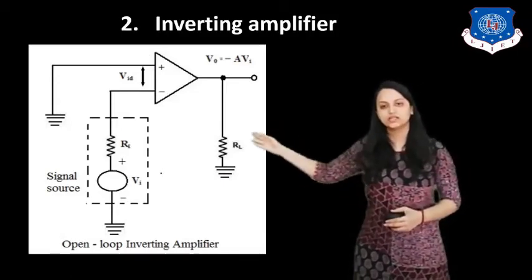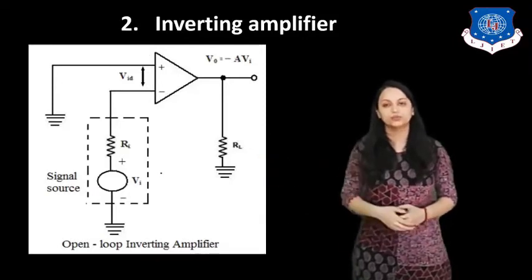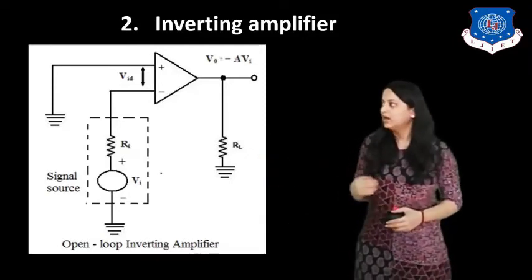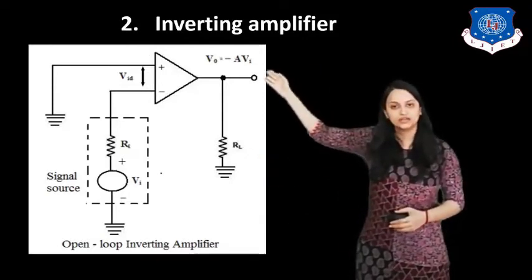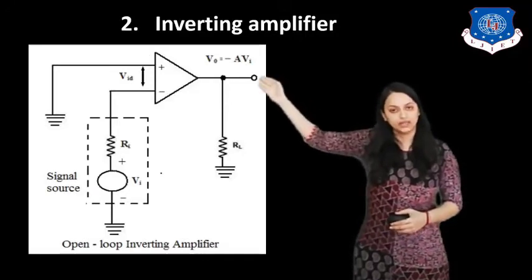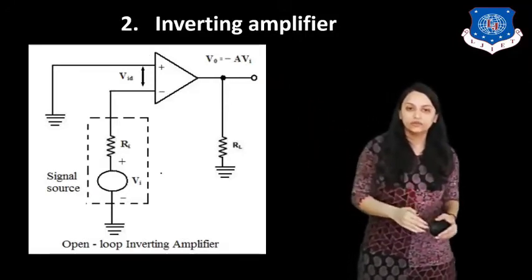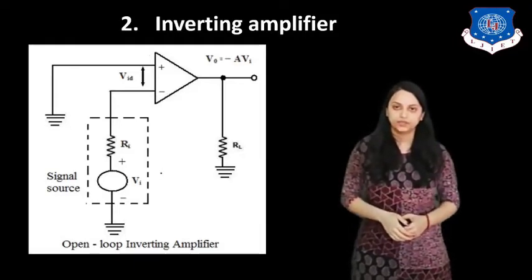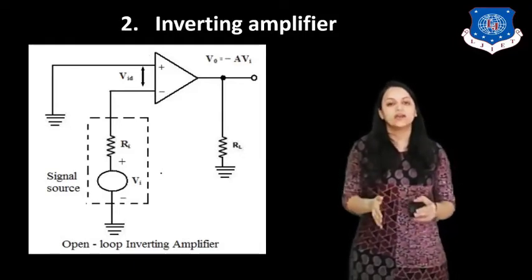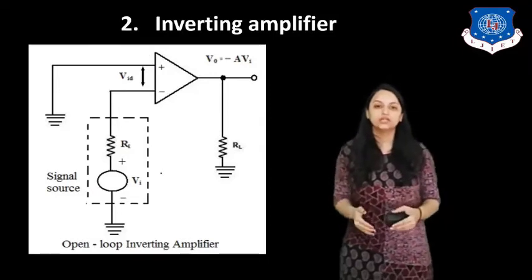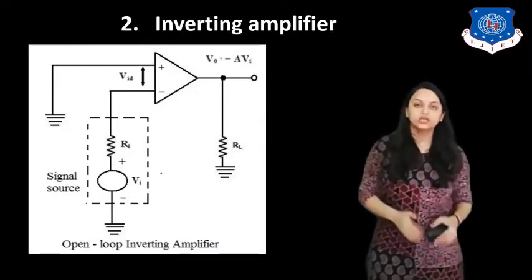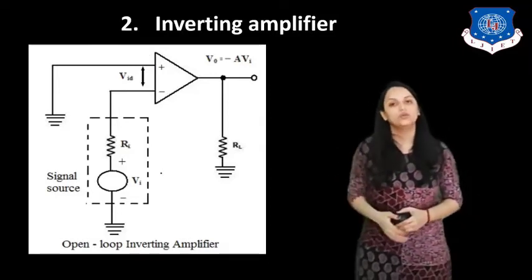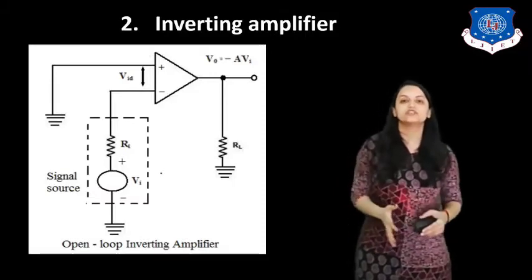Here the load resistance RL is connected at the output side and the output is given as VO, that is equal to minus A VI, that is, negative of the input voltage, where A is the voltage gain. Alright, it is very obvious that since the input is given to the inverting terminal, the output will be inverted. That means it is the phase shifted version of the input.